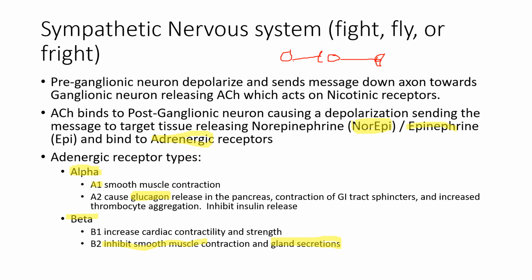It also increases thrombocyte aggregation. Thrombo means clot, cyte means cell. And so if you're cut when you're scared, you can clot immediately so you don't leave trails of blood. It does also inhibit insulin release, and insulin is released to get sugar levels to drop from the blood, and so this actually causes the blood sugar levels to increase rather than decrease.